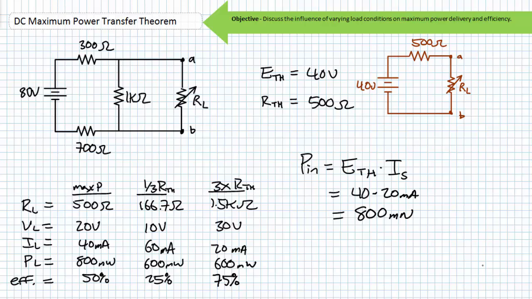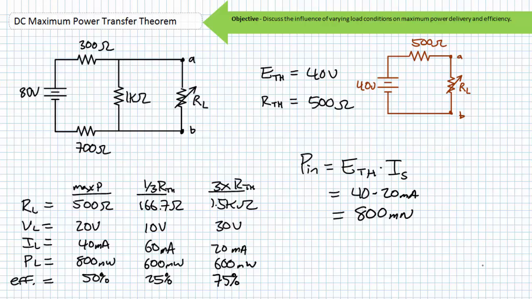When RL is increased to 3 times RTH at 1.5 kiloohms, RL experiences a voltage drop of 30 volts and a current of only 20 milliamperes. This represents a power product of only 600 milliwatts. Voltage across the load is higher, but current through it is lower. The power product is therefore less than maximum power conditions.